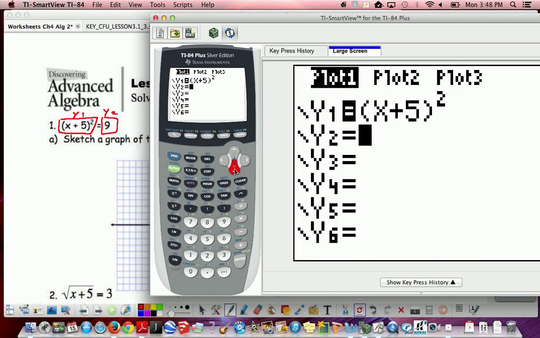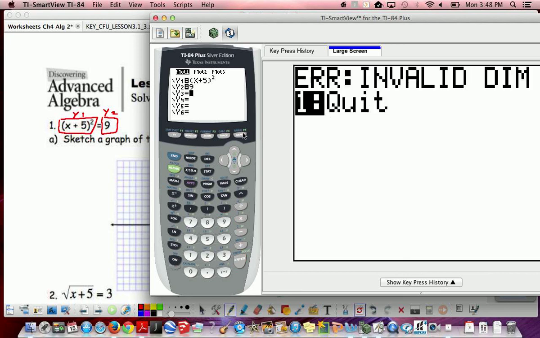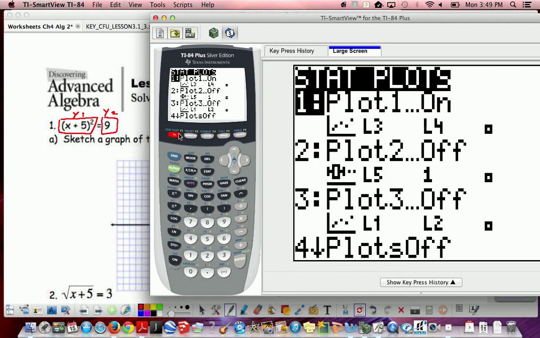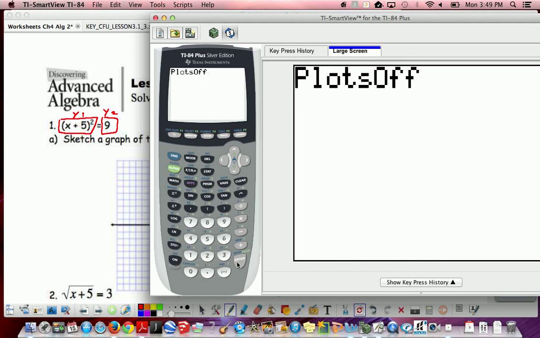Go down to the next one, so I hit my down arrow, hit the 9. Now what I can do is hit graph. Now, I have this invalid dimensions. This might happen to you if you have a stat plot on. So I got to quit out of it. If I go second y equals, my stat plots, I'm going to select number 4 and turn off every single one of my stat plots.